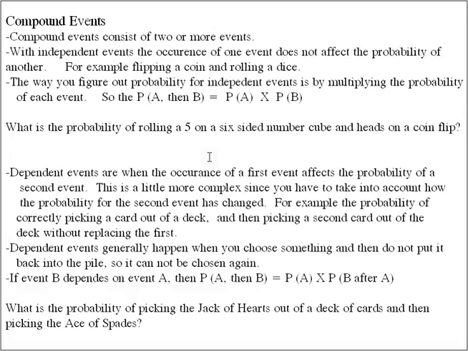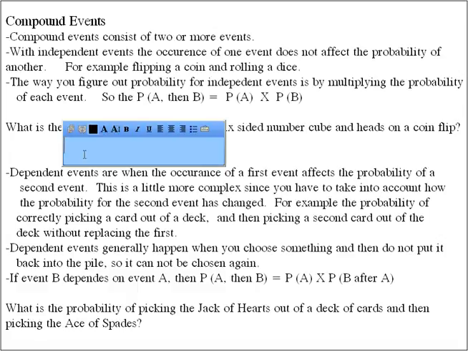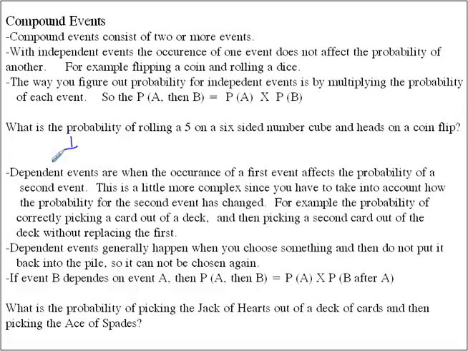So what's the probability of rolling a 5 on a 6-sided number cube and heads on a coin flip? Let's figure this out. The probability of rolling a 5 on a 6-sided number cube is 1 favorable out of 6 possibilities. The probability of getting heads on a coin flip is 1 favorable out of 2 possibilities. So you just multiply them together, and we end up with 1/12.